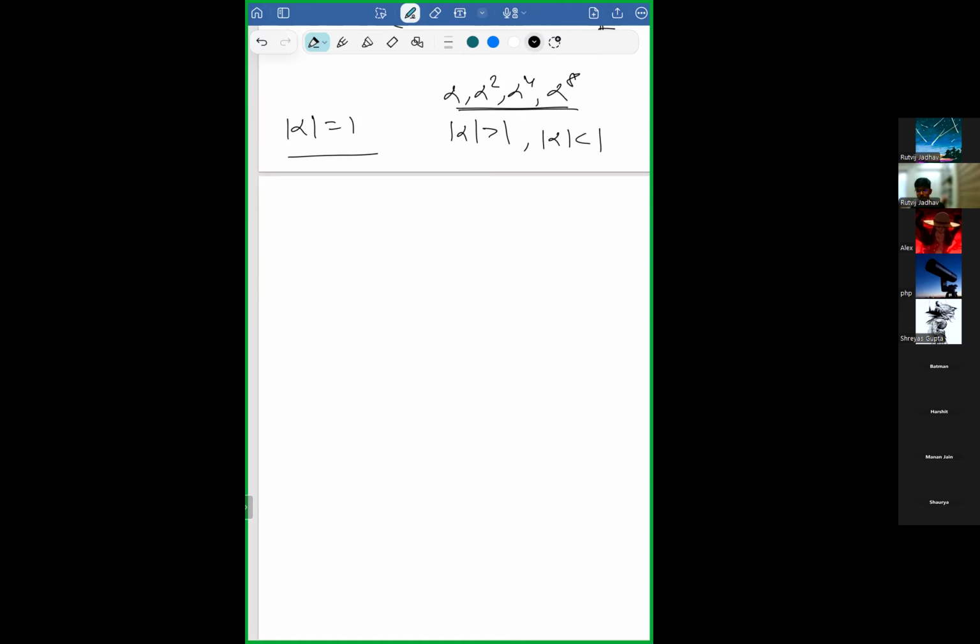Sorry, can you repeat? So it has only one root, which is alpha. So the polynomial is linear. It can be 1 or minus 1. No, it can be any complex number lying on the unit circle. Yeah, yeah.